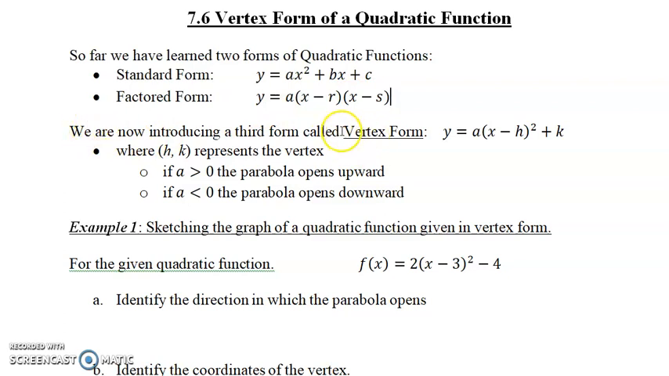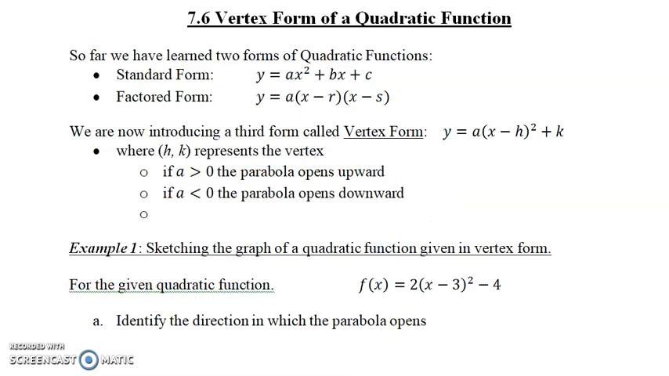And then we're introducing a third form, which is called vertex form. They use H and K for the vertex. Sometimes you'll see this as P and Q. Again, it's just notation, nothing to worry about, where H and K represent the vertex. So the vertex goes in here, and we'll talk about the A value. If the A value is greater than 0, the parabola opens upward. If A is less than 0, the parabola opens downward.